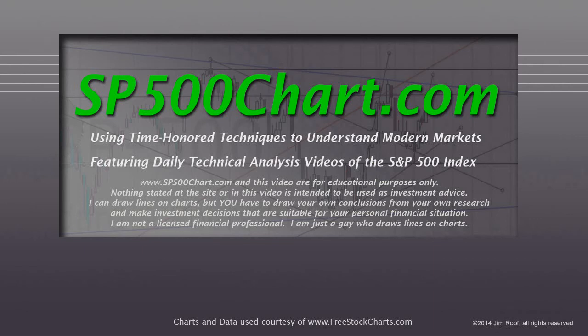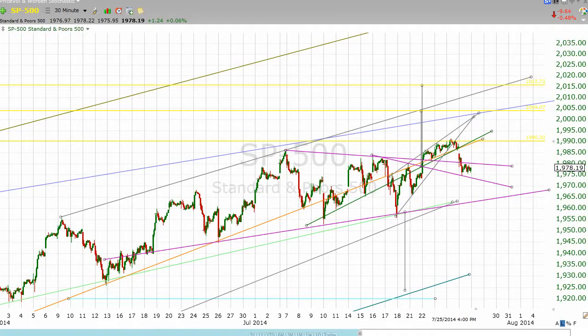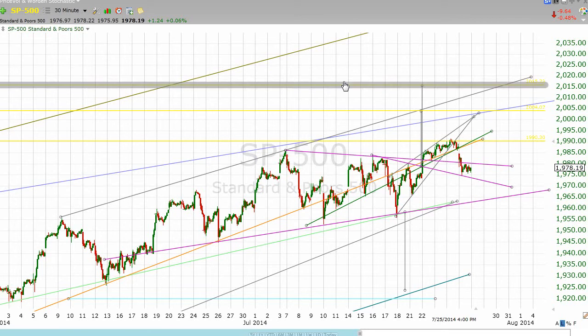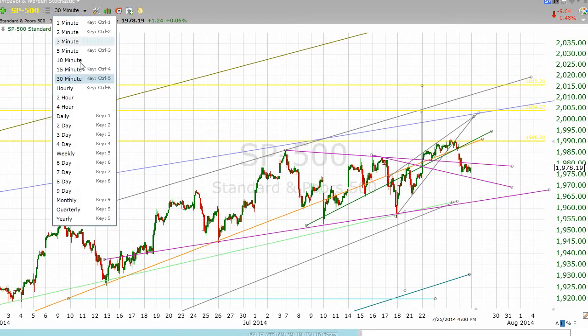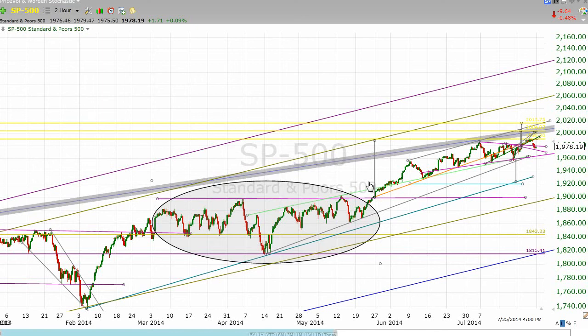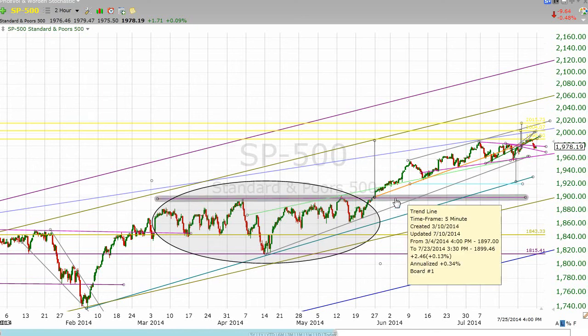So let's take a look. Starting out on a 30-minute chart, where each candle is 30 minutes of trading, you can see that we closed the week at about 1978 after having tagged our 1990 target that we have been calling for ever since the S&P got above this 1900 level.